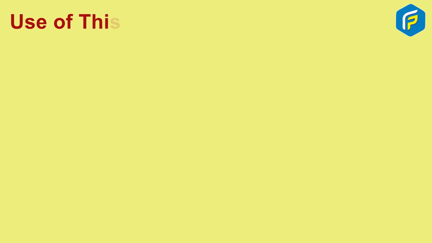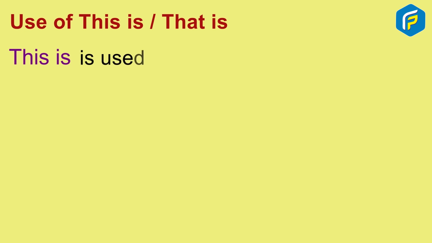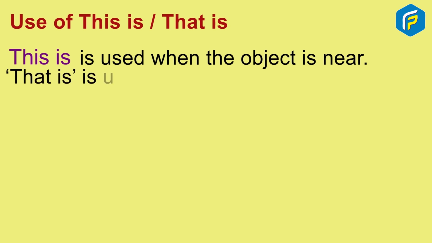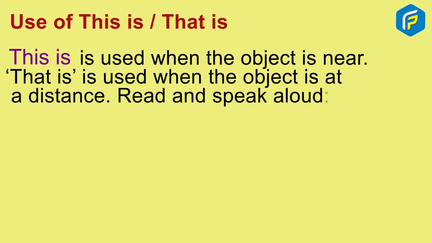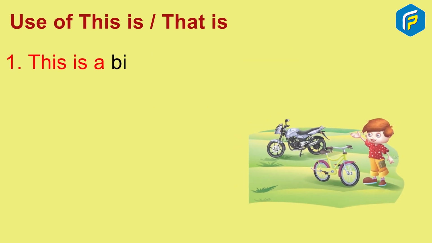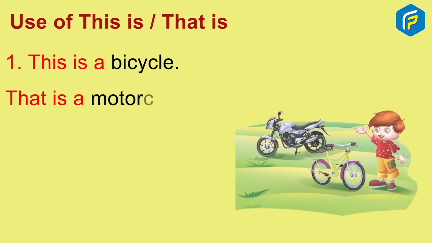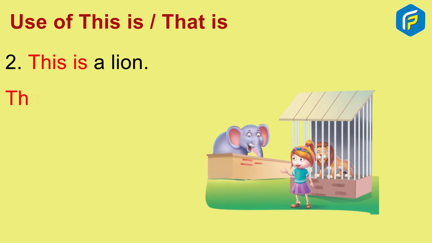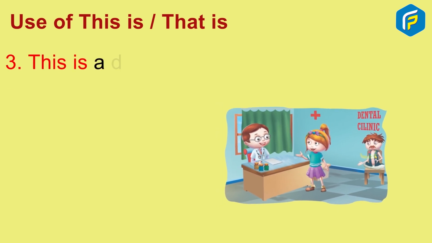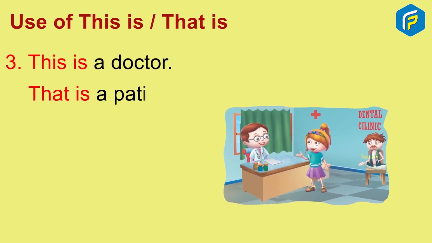Use of this is, that is. This is used when the object is near. That is used when the object is at a distance. Read and speak aloud. This is a bicycle. That is a motorcycle. This is a lion. That is an elephant. This is a doctor. That is a patient.